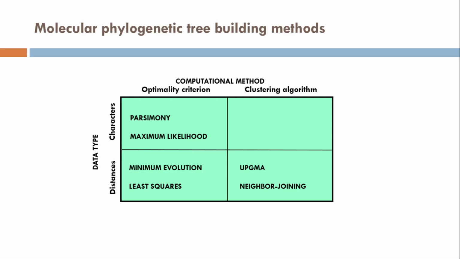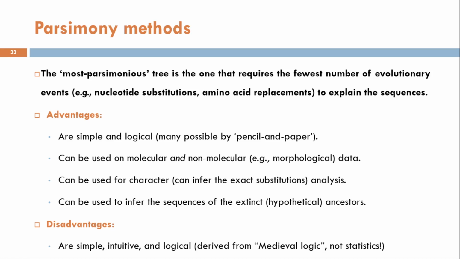So now we are focusing on maximum parsimony. Then you will slowly come to know what the different methods are and what the logic behind them is. Now I'm going to tell you what maximum parsimony is. The most parsimonious tree is the one that requires the fewest number of evolutionary events, like nucleotide substitution or amino acid replacement, to explain the sequence.